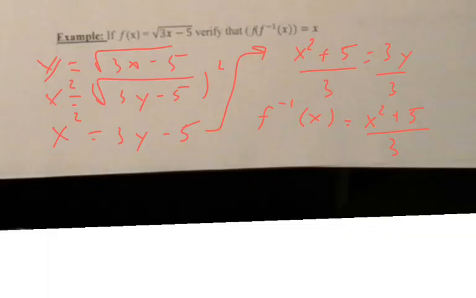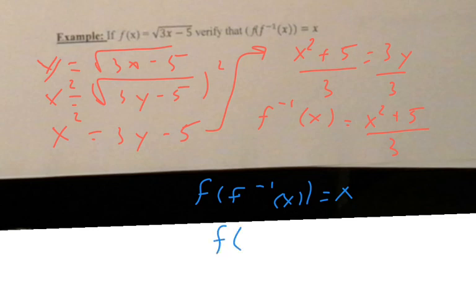So remember, it asked us to verify that this is true. f of f inverse of x equals x. So remember, in a composition of functions, we work backwards. So we have f of our f inverse of x, which is x squared plus 5 over 3.